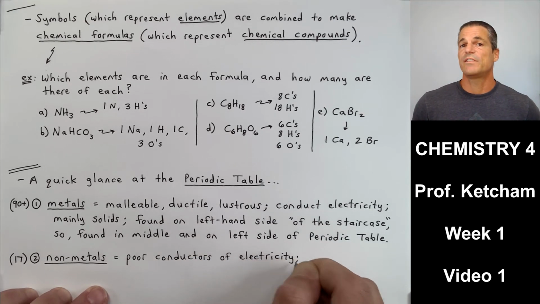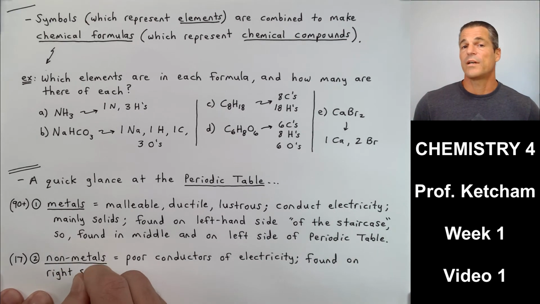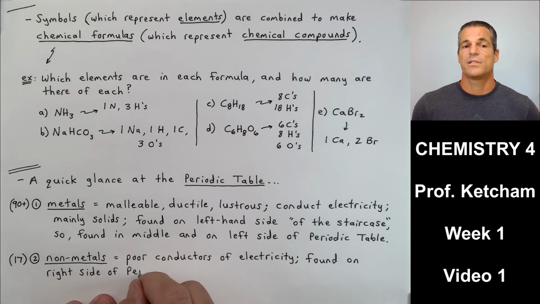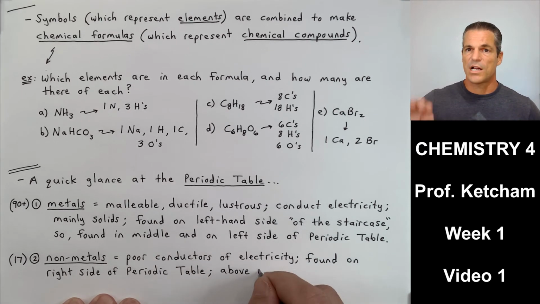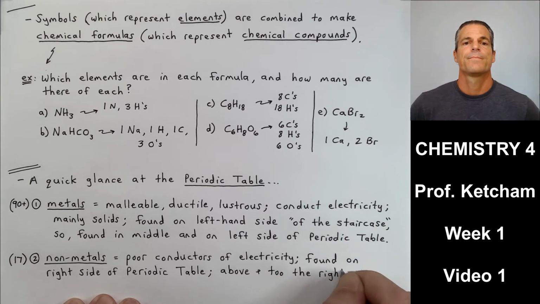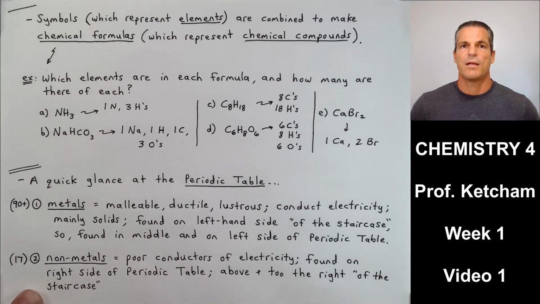Number two, there are 17 of them, and they are nonmetals. Nonmetals are poor conductors of electricity, the opposite of metals. They're found on the right-hand side of the periodic table, above the staircase. The staircase is where we're going to separate metals and nonmetals.